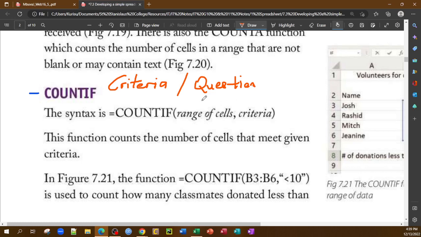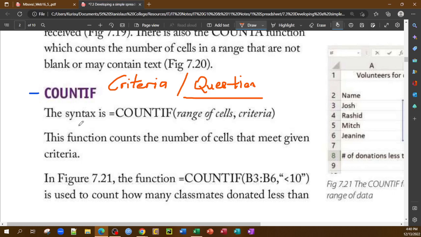Or you can phrase it this way. Are you wearing a badge? If the answer is yes, then you can pass through the gate. If the answer is no, you won't be allowed in. Are you wearing a tie? If the answer is yes, you can walk through the gate. If the answer is no, you have to go back home. So you can think of it that way. A criteria is like asking a question.